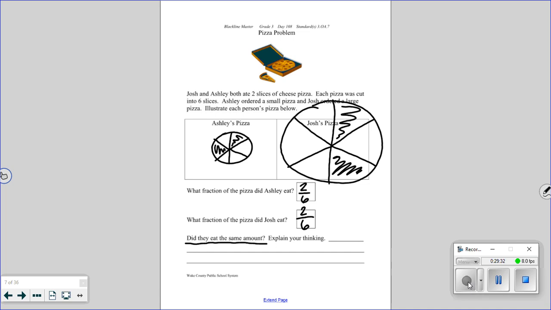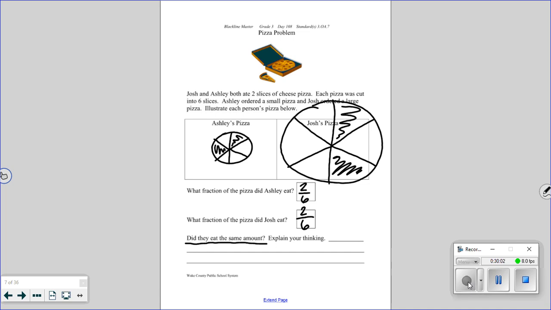Emma, what are you thinking? Yes. Why? Because they each ate 2/6, but since Josh had a large pizza, the slices are a little bit bigger. A lot bigger. So he would probably eat a little more. All right, Emma, I'm hearing 2 things. I'm hearing, yes, they did eat the same amount, but then you also said, but Josh ate more.